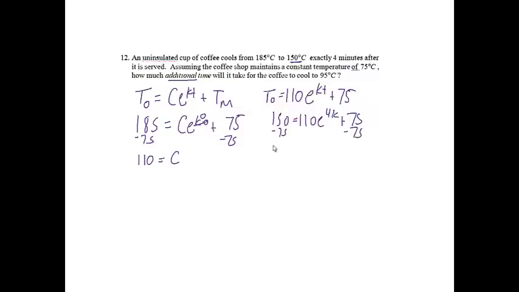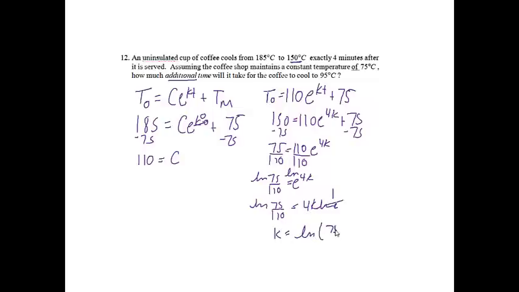So I'll subtract 75, and I'll get 75 equals 110 e to the 4k. I will next divide by 110, and I will get 75 over 110 is equal to e to the 4k. I'll now take the natural log of both sides, so I'll have the natural log of 75 over 110 is equal to 4k ln e, and the natural log of e is just 1. And then to get k by itself, I'll divide by 4, so k will equal the natural log of 75 over 110, all divided by 4. So my new formula is the temperature of the object is equal to 110 e to the ln 75 over 110, all divided by 4, t, plus 75.